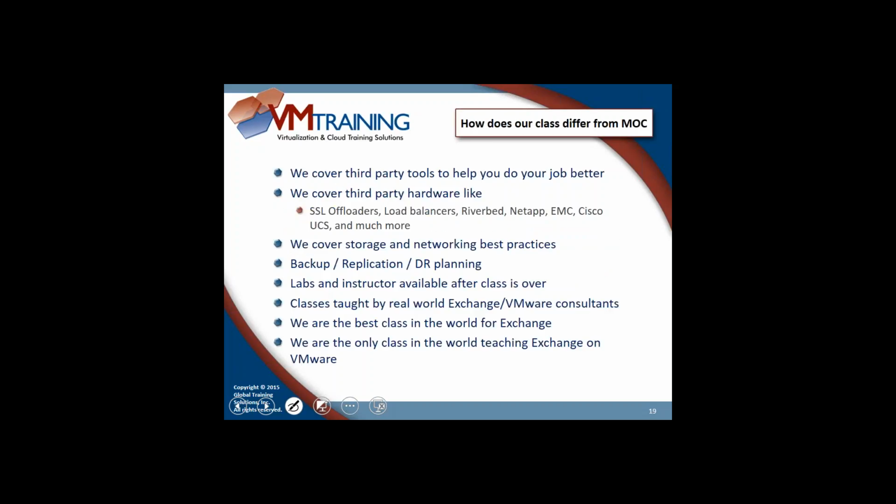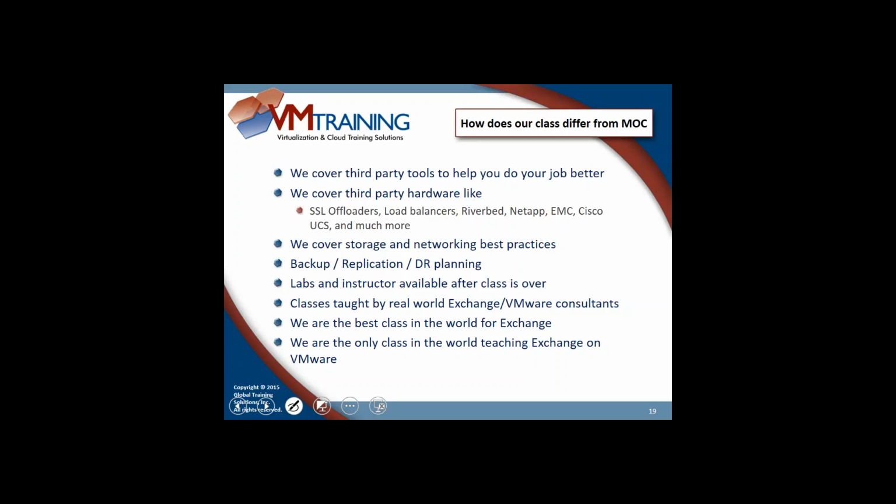So how else is our class different from the Microsoft official stuff that you can get from New Horizons and things like that? Well, we not only cover Exchange, but we talk about what you're going to run into in the real world. We talk about the dreaded BES server and what versions of BES you need to make it work. What about GoodLink and how that works? What about load balancers? What about if I'm running a NetScaler or an F5? How do I make those work?